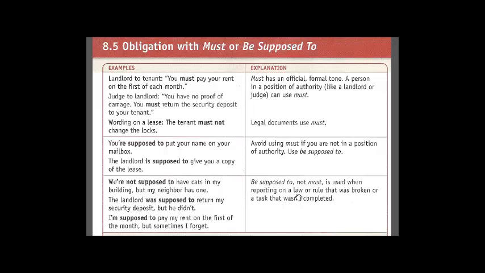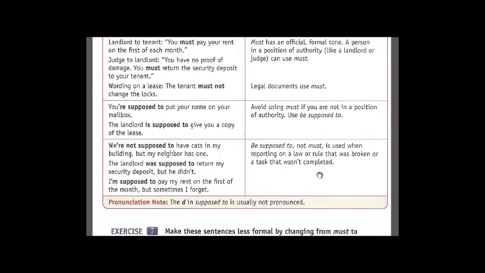wasn't completed. Okay? Pronunciation note. The D in supposed to is usually not pronounced. You're supposed to. Okay? So if you notice here, we're not supposed to have cats in my building, but my neighbor has one. The landlord was supposed to return my security deposit, but he didn't. I'm supposed to pay my rent on the 1st of the month, but sometimes I forget. So if you notice, the D is kind of silent.